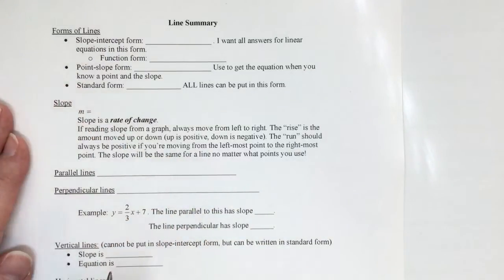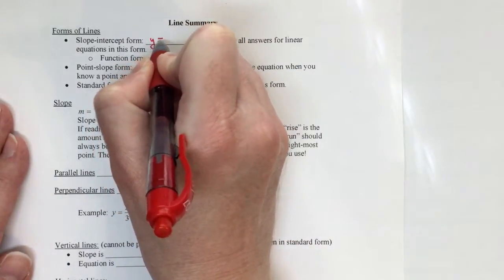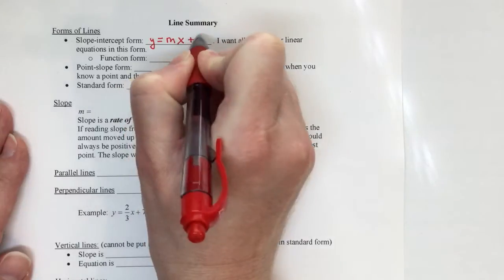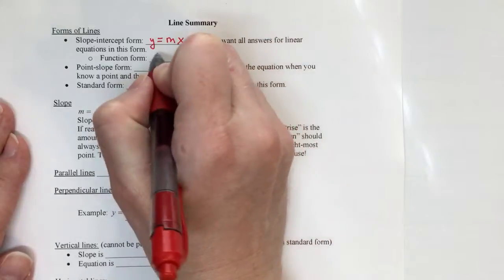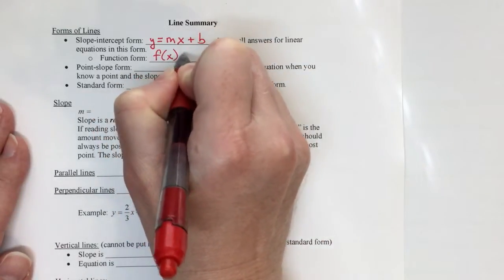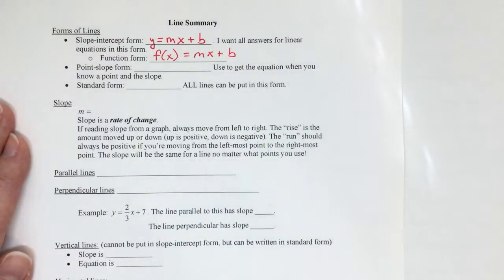We have different forms of lines. Slope-intercept form is where the equation is solved for y. Y is mx plus b. You can read off the slope, m, and b is the y-intercept. This is also called function form because if you solve an equation for y, you can write it as a function. F of x is mx plus b. So function form and slope-intercept form are the same.